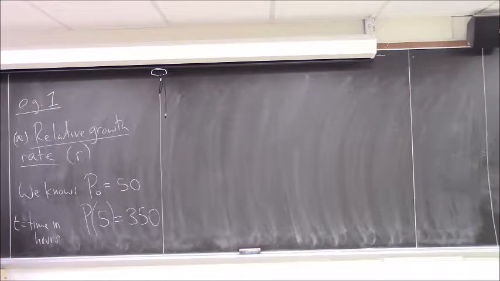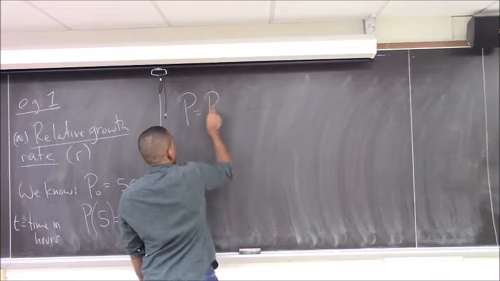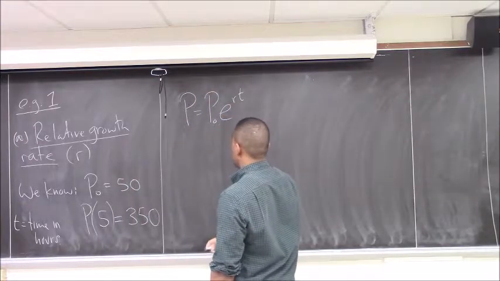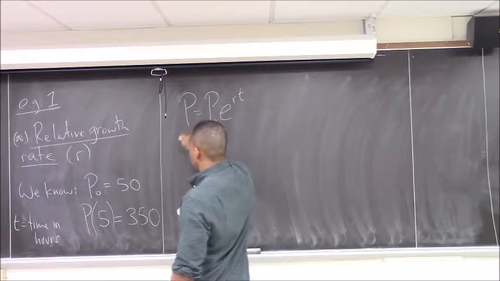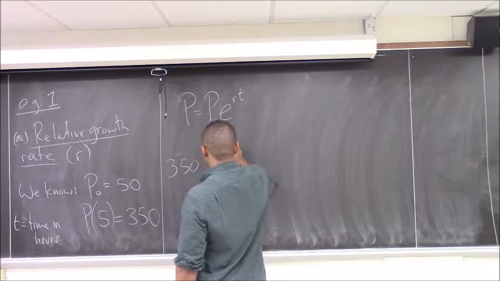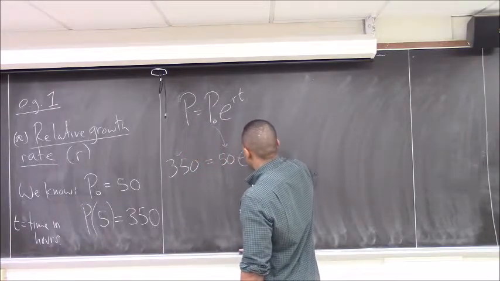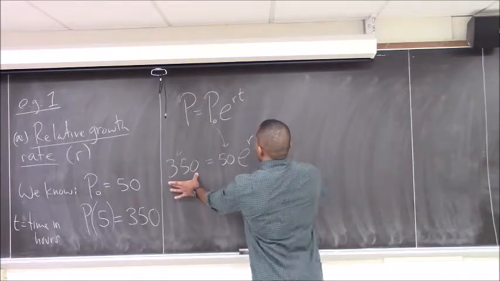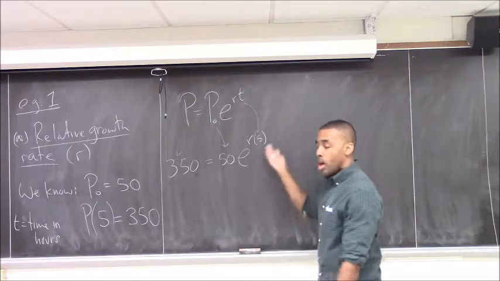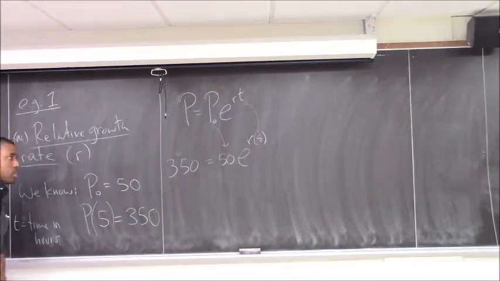To use the PERT equation, we know that P is equal to P naught e to the RT. What do we know? We know P naught. We know P, so let's plug this in: 350 equals P naught, that's 50. We know that it's 350 at the point where T equals 5, so I can plug in T equals 5. And so R is my only unknown, I just have to solve this equation. How do I solve that equation for R?